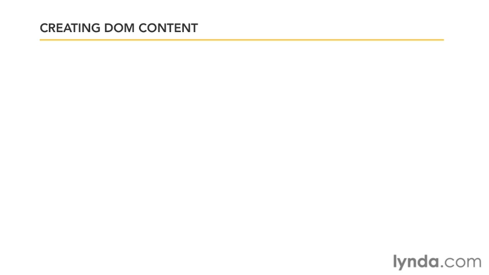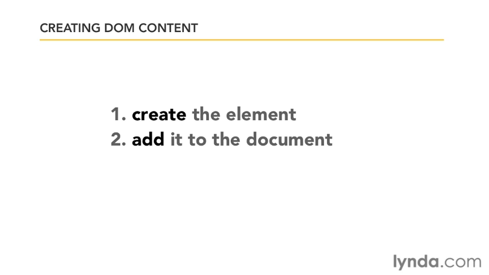And to do it, there's always two steps. One, you create the element. You say, I want to create a paragraph or a heading or a list item or an anchor tag. And step two is you then add that newly created element to the right place in the DOM, the right place in the document. So here's an example.